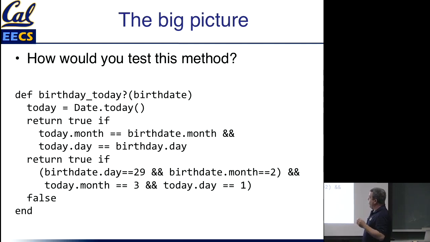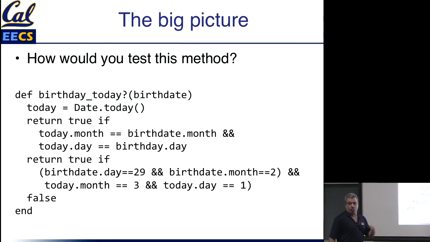So if somebody just handed you this code and said, OK, your job is to test this method, what are some general challenges that come up in trying to test the method?